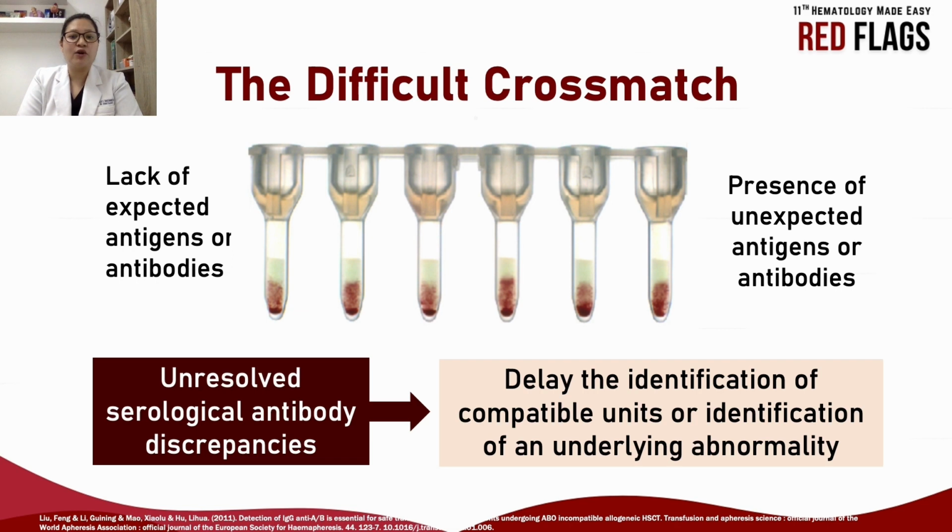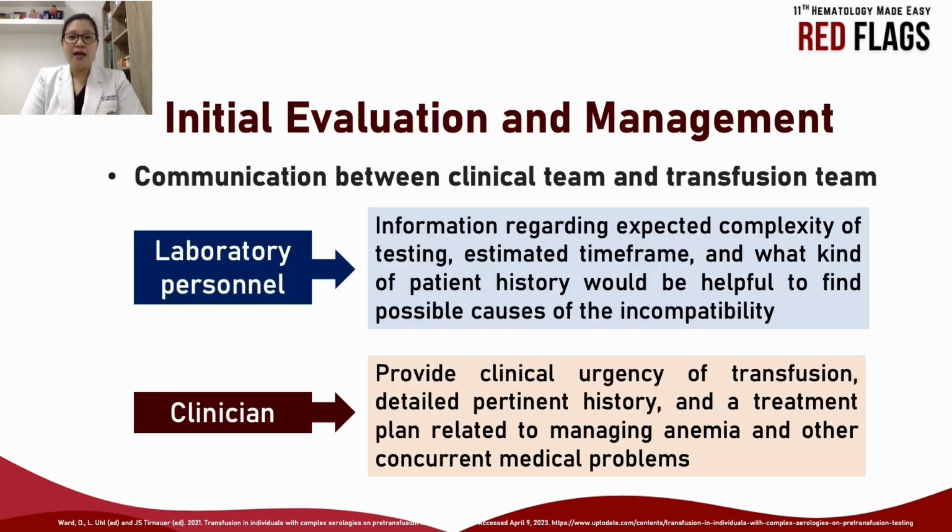It may be categorized according to the lack of expected antigens or antibodies, or by the presence of unexpected antigen or antibodies. When we encounter such cases, we should work closely with the transfusion team in order to resolve these discrepancies. This is because unresolved serological antibody discrepancies can delay the identification of compatible units for transfusion or identification of an underlying abnormality. As part of the initial evaluation and management, communication between clinical team and transfusion team is crucial.